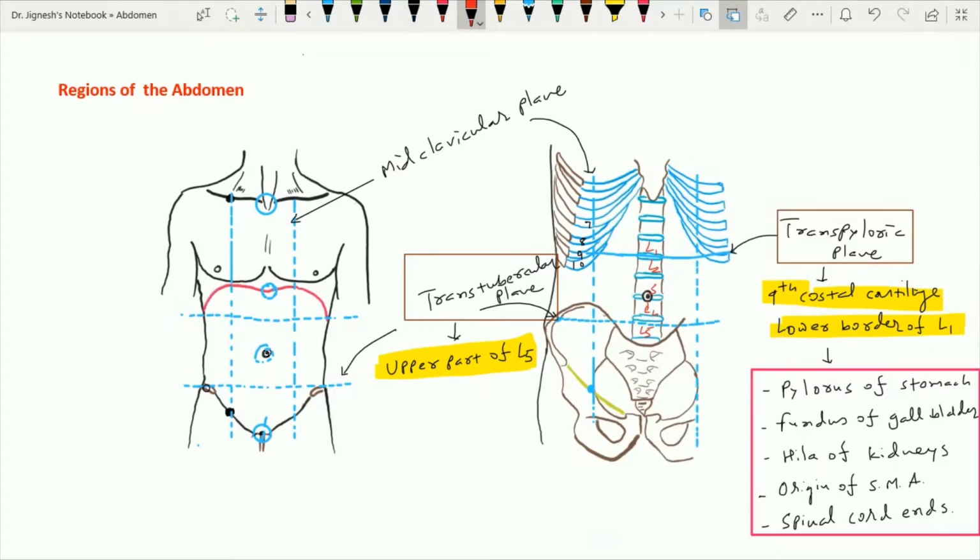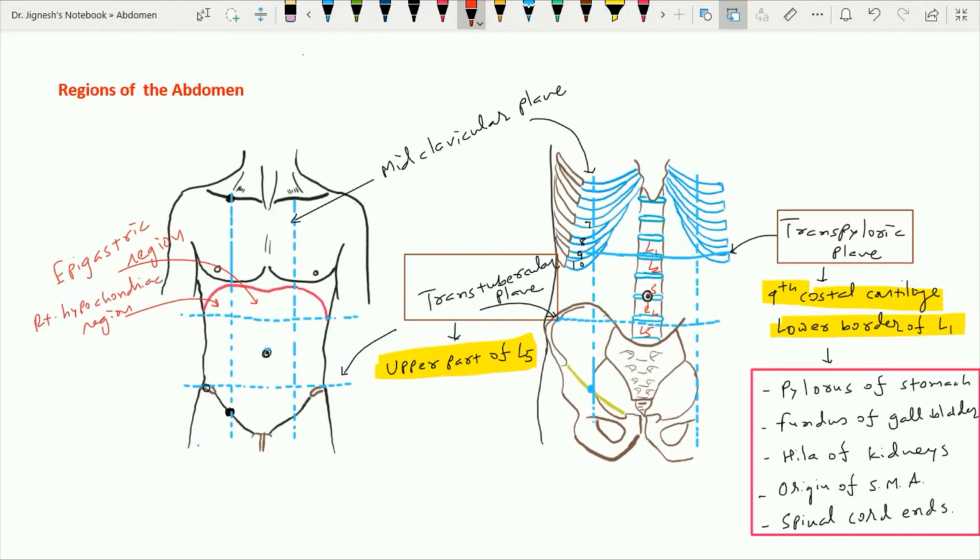After having this much information, we can say that the abdomen can be divided into three regions: the upper region, the intermediate region, and the lower region. Within the upper region, the middle part is called the epigastric region. On both sides, in the upper zone, these two areas are called the right and left hypochondriac regions.